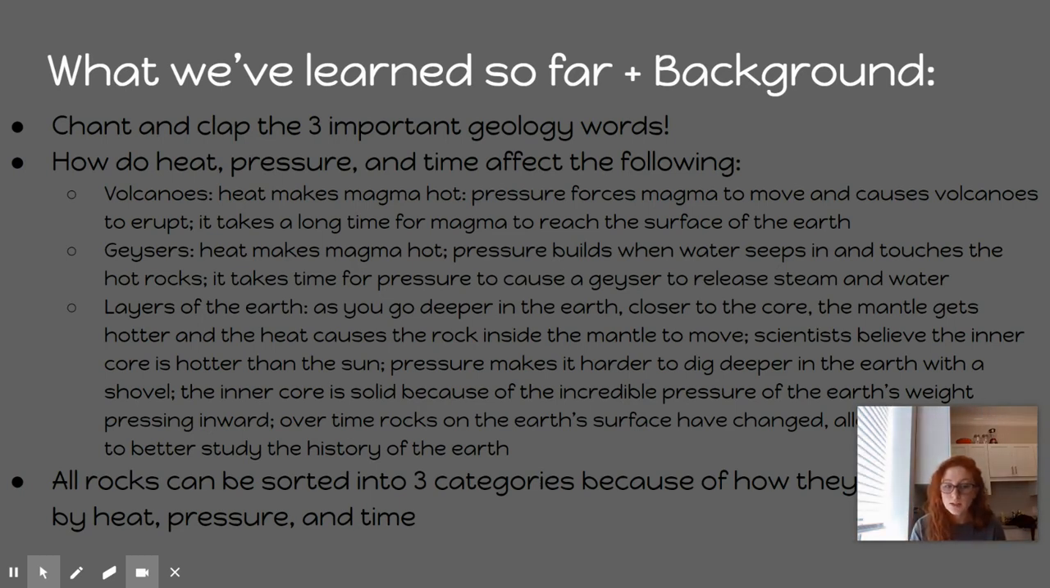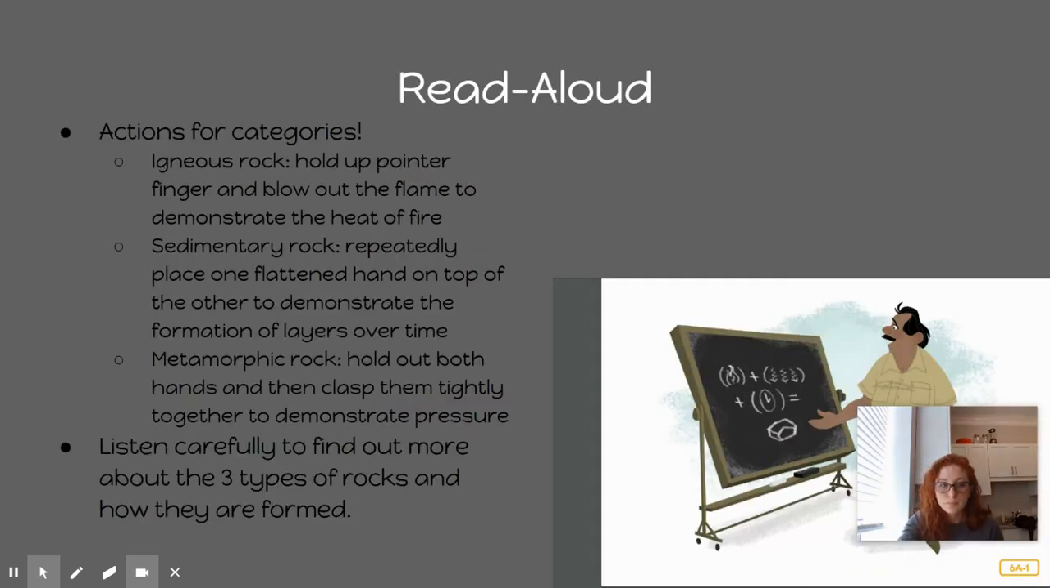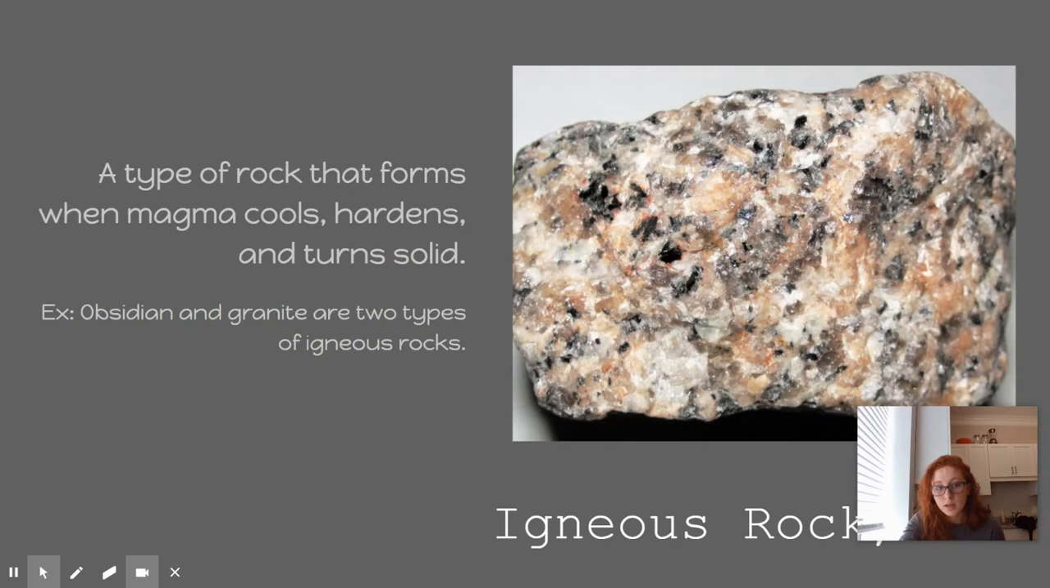So all rocks can be sorted into three categories because of how they are made through heat, pressure, and time. Okay, so they can be sorted into three categories. Remember, our key vocabulary are igneous rock, metamorphic rock, sedimentary rock, and sediments. Actions for categories. For igneous rock, anytime that I talk about igneous rock, remember igneous rock is a type of rock that comes from magma when it cools, hardens, and turns solid.